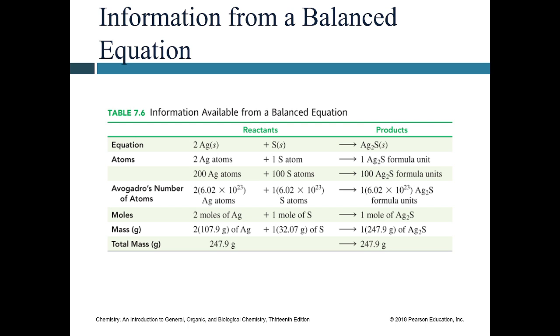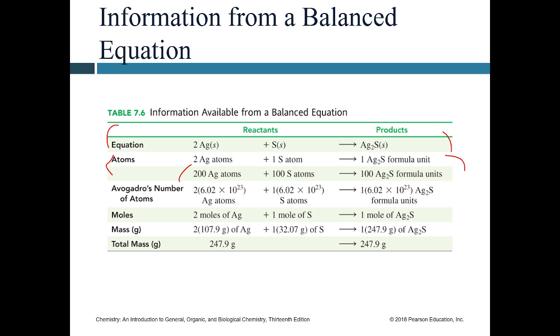Okay, so this right here is actually the reactants and the product. And this is how many atoms go into that reaction. So we see that if we have 2 atoms of silver and 1 atom of sulfur, that would be 1 silver sulfide, right? And then if we have 200 atoms, then that would be 100 atoms of the other and 100 of the silver sulfide, right? Everybody see that? They scale proportionally.